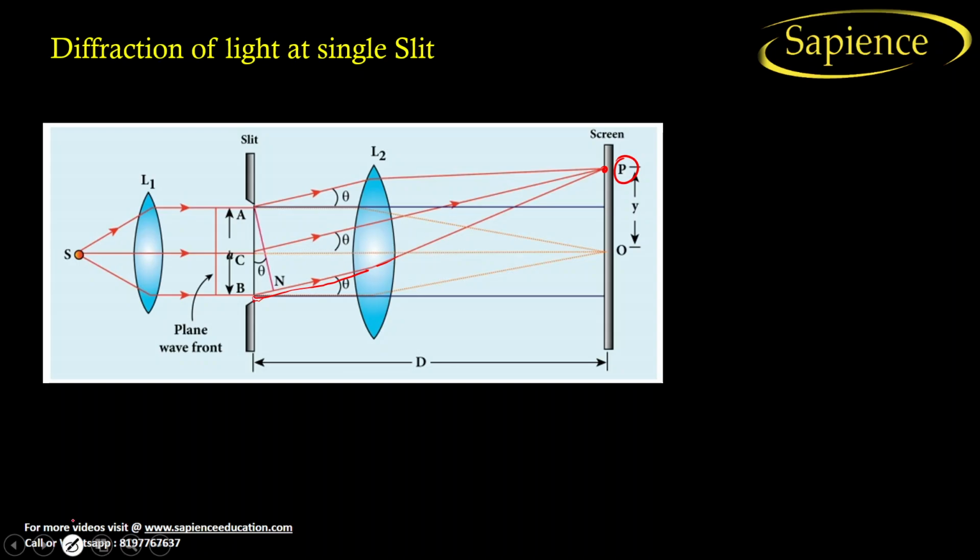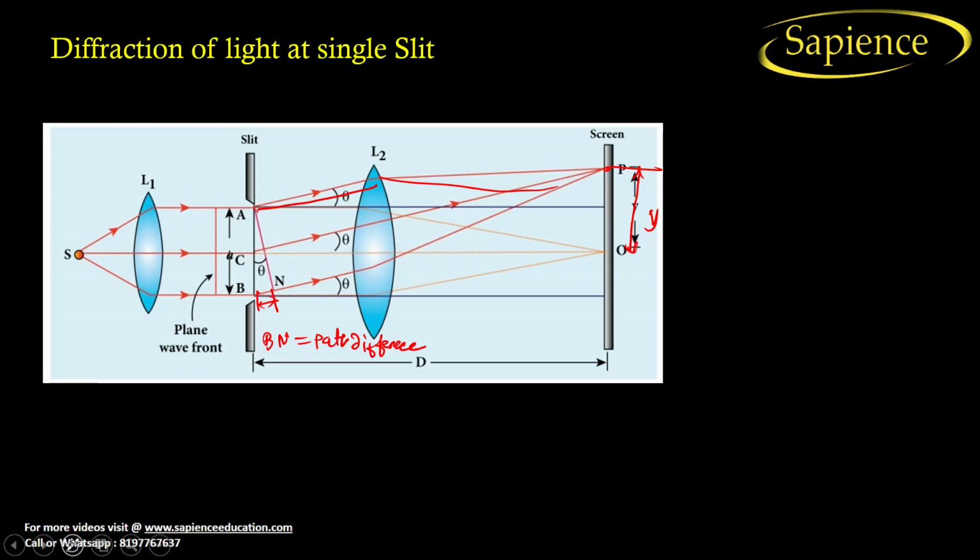We have already done earlier that path difference. So this light has to travel this distance and this light has to travel this distance. This extra amount of distance, Bn, is considered as the path difference. And this point where the next bright fringe is forming is at a distance of y.